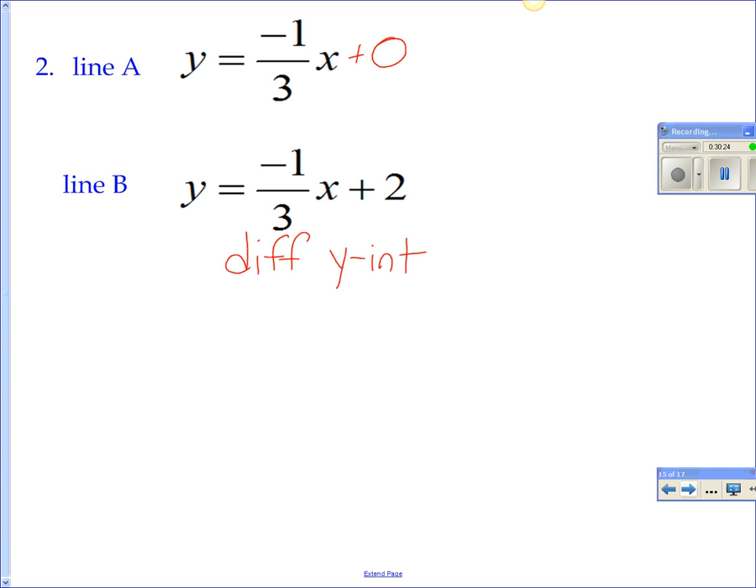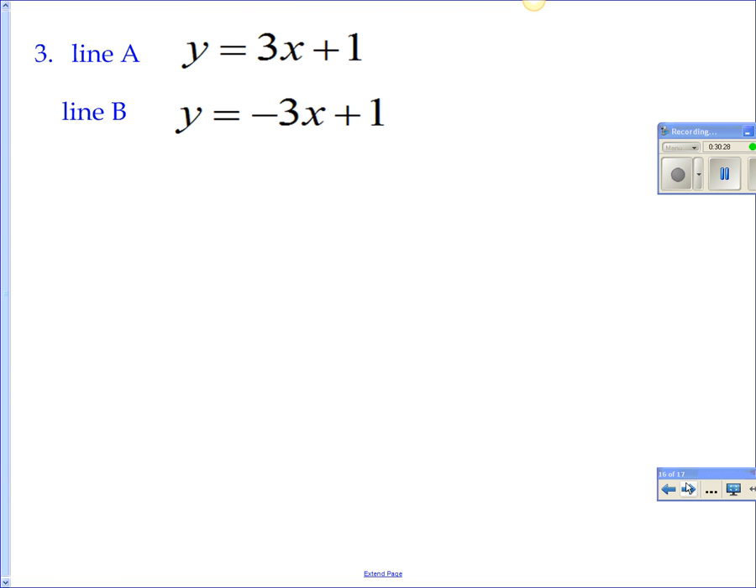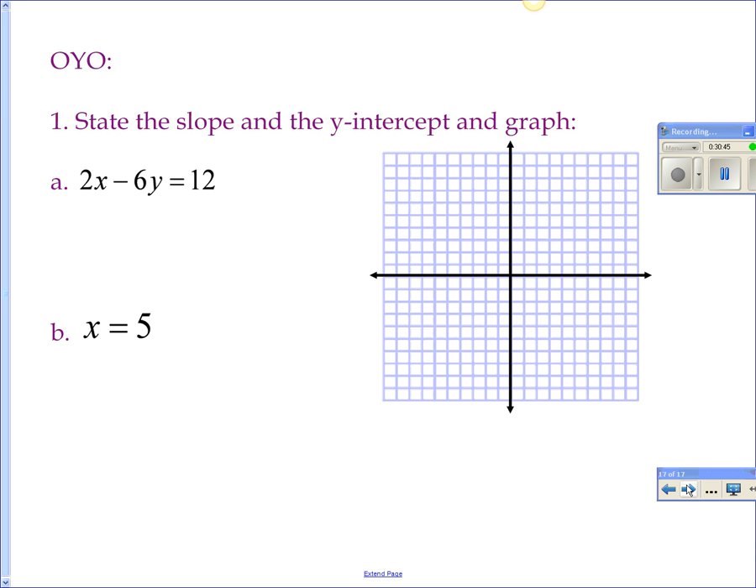Okay. Somebody other than Ashley or Nadia or Blake. What about this last one? What's different about him? Very good, Summer. Different slope. These have different slopes. That one's +3 and that one is -3. All right.